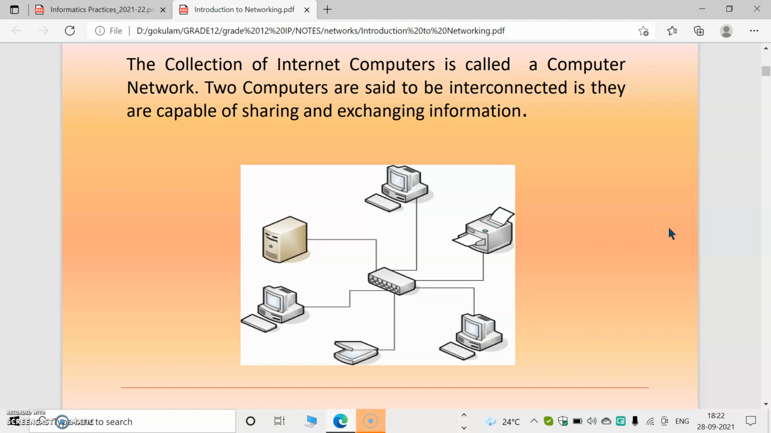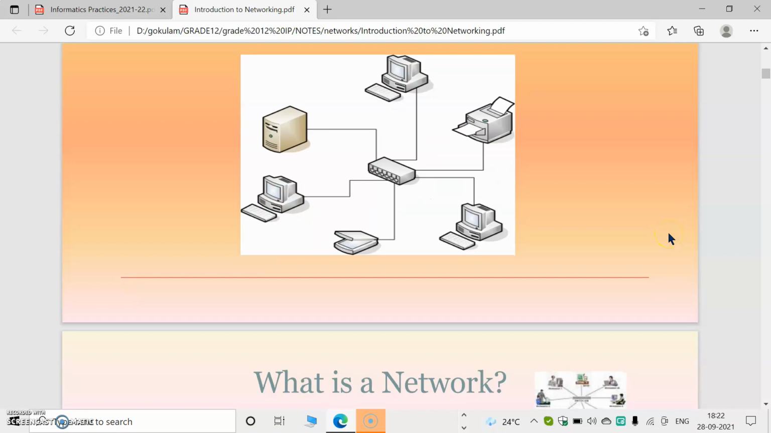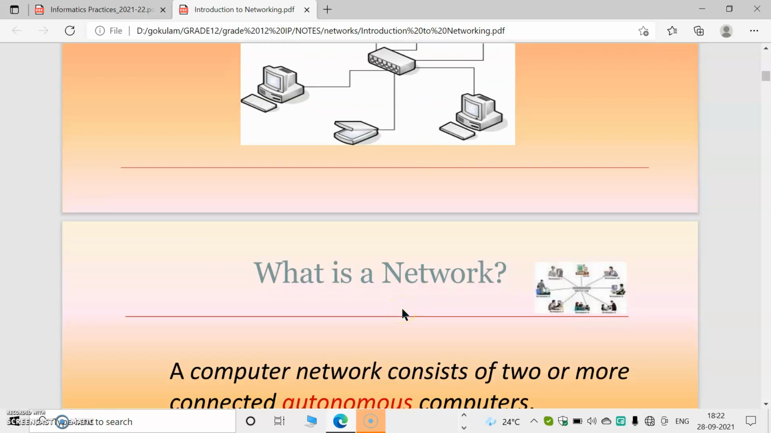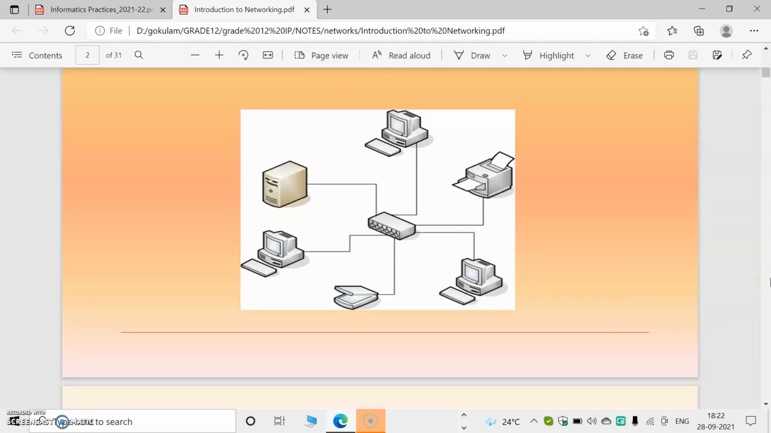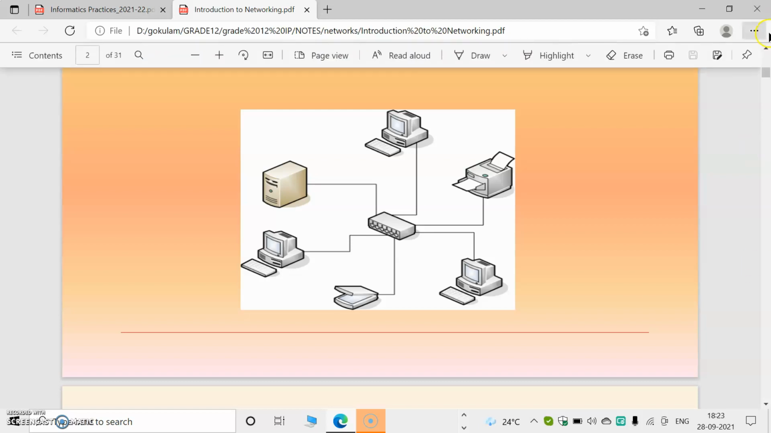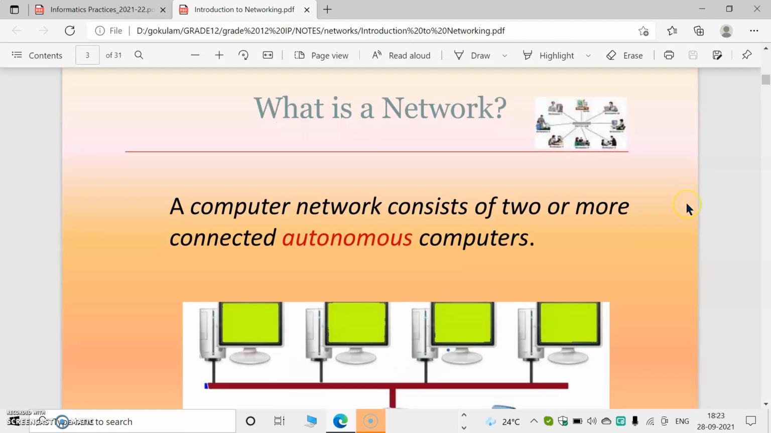So when we are connecting two computers, what happens? These computers can share information or exchange data. And a computer can be connected to a printer, scanner, etc. In this figure there are three computers, one connected to a printer, then CPU, then scanner, etc. So a network is a connection of computers as well as other devices like printers, scanners, etc.